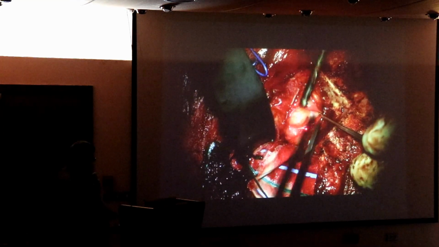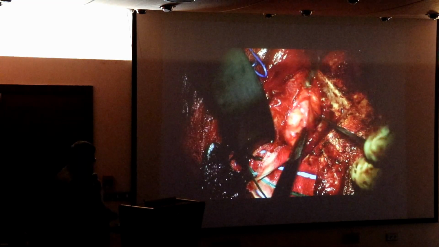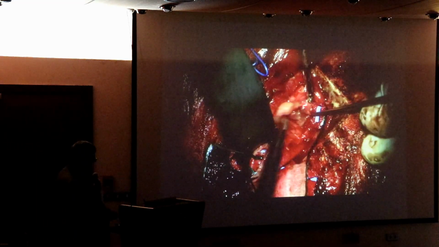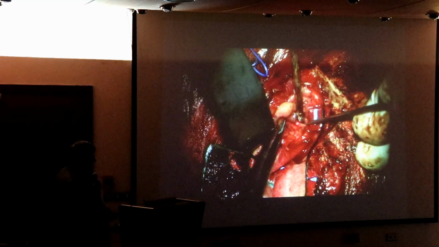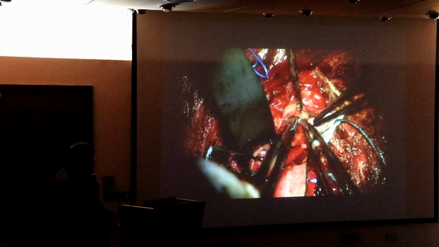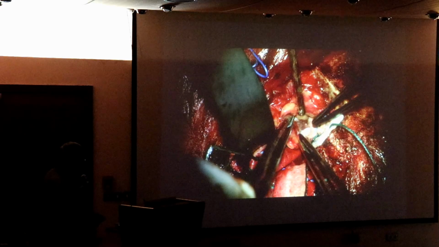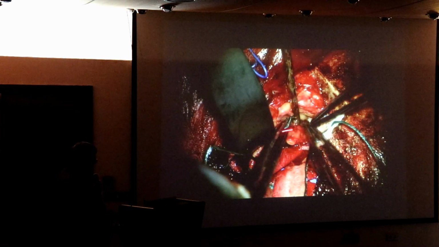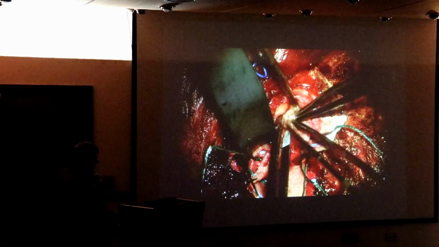Here we can see the superior ophthalmic vein. It appears now. These are the muscles. Superior orbital vein. I take it this way. And then I start to see the bluish color of the tumor. You can see the fat is hampering your way.